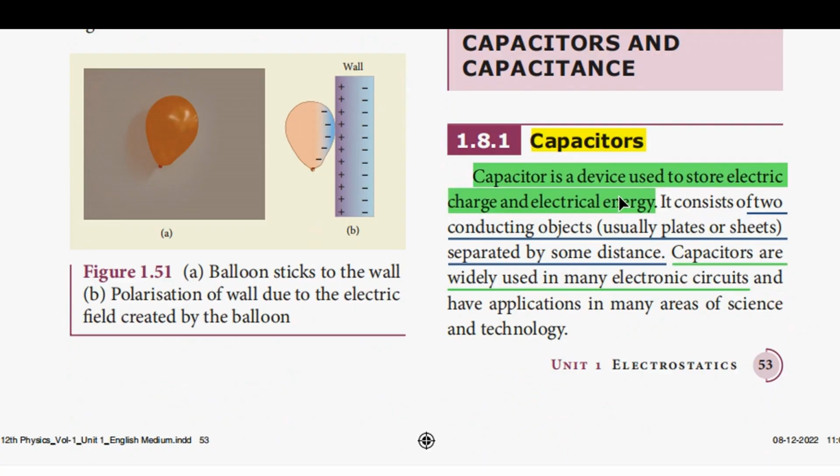First of all, let us see what is a capacitor. A capacitor is a device used to store electric charge and electrical energy. It consists of two conducting objects, usually plates or sheets, which are separated by some distance. Capacitors are widely used in many electronic circuits and have applications in many areas of science and technology.